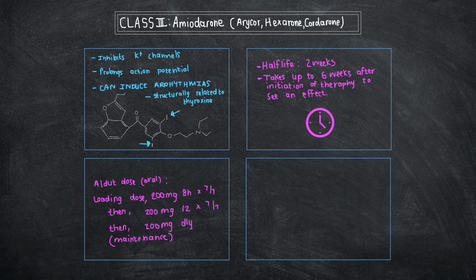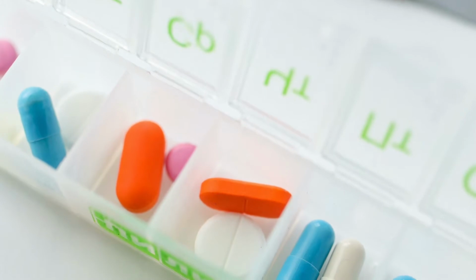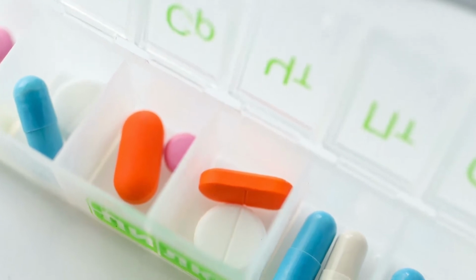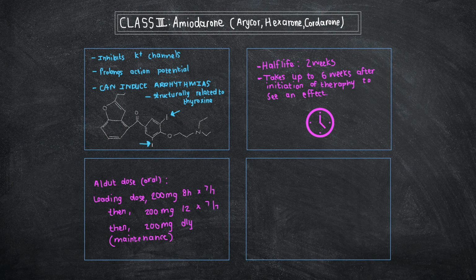The adult dosage is usually 200 mg daily, but it can go as high as 200 mg 3 times a day, though usually not for long periods. If a drug has such a long half-life, they usually start with a high dose at frequent intervals, and slowly taper it down until you get a maintenance dose.